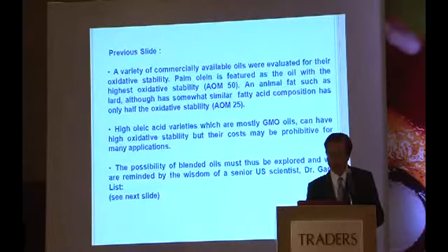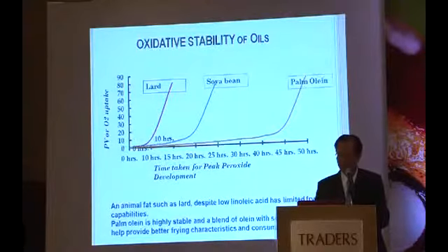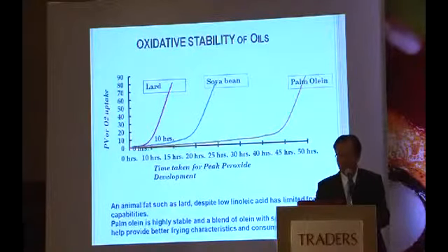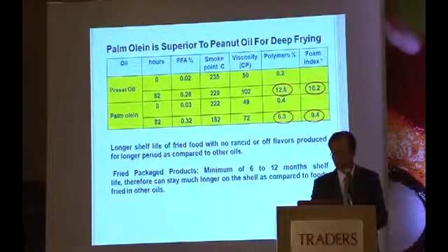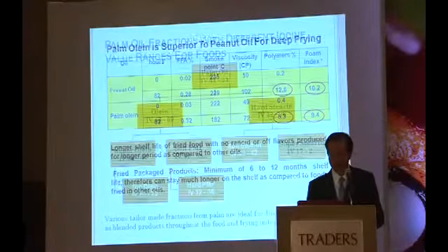So I don't have to explain that. You can see also one other way of looking at how stable palm oil is, the number of hours it remains stable. Here you can see on the right, palm oil has double or triple the stability of lard or soybean oil. And palm oil is superior to other oils, including peanut or groundnut oil as well, as this comparison shows.